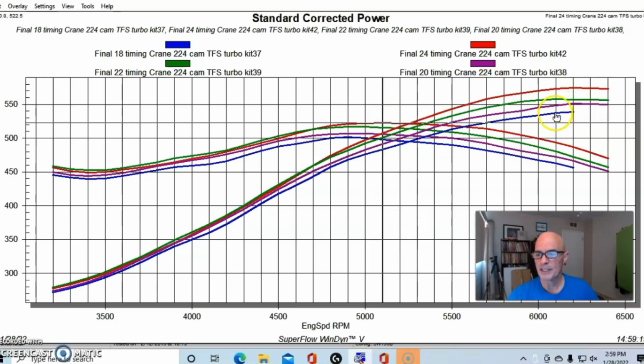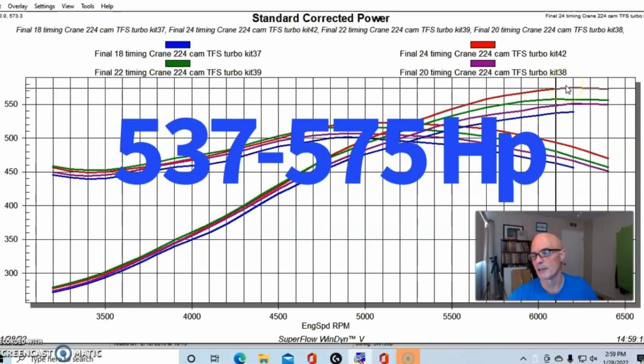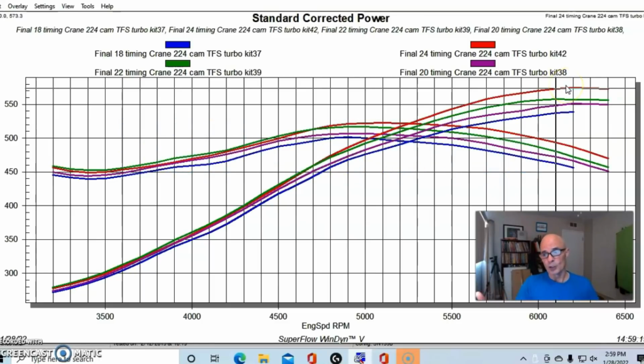It's interesting that we didn't see the same kinds of gains on the turbo 4.8 that we saw on the supercharged stuff. Going from 18 to 24 degrees, we went from 537 to 575 horsepower. Still good gains, you're looking at about 40 horsepower or so from the timing change. But what you need to look at, and you need to compare this on all of these, is the safety margin.